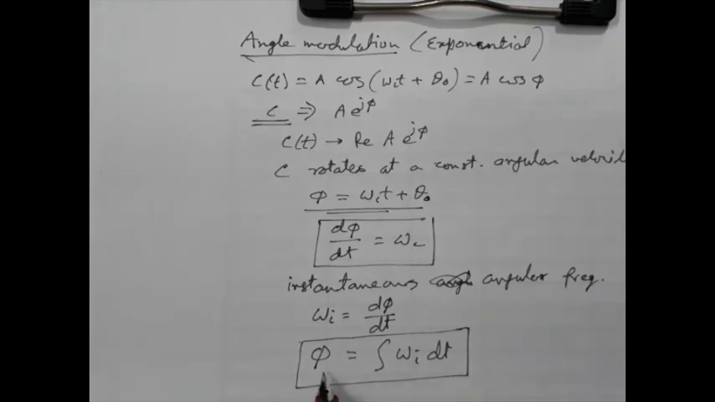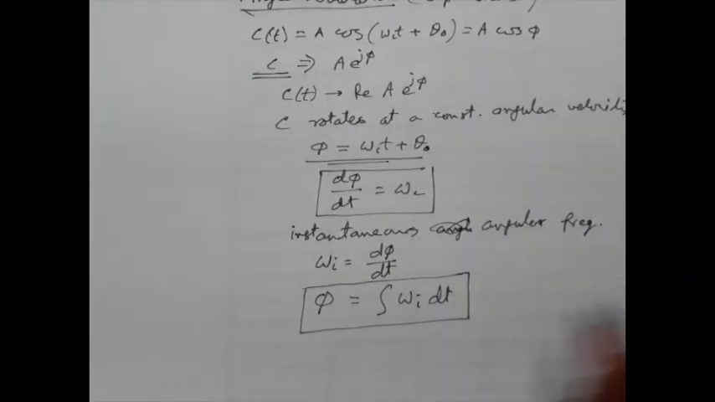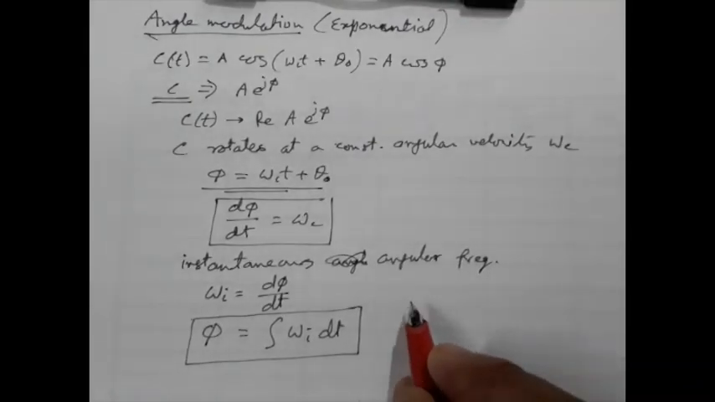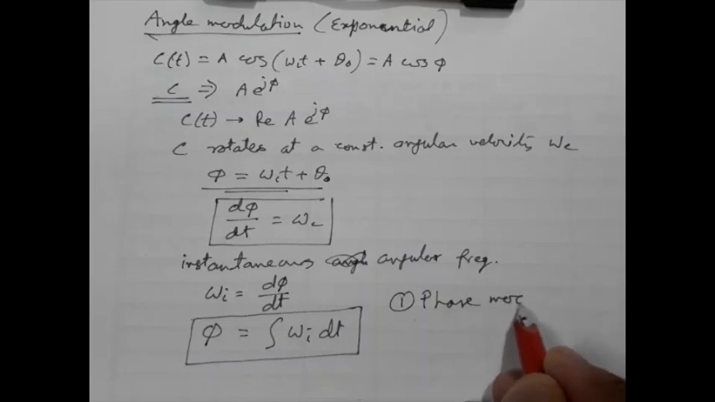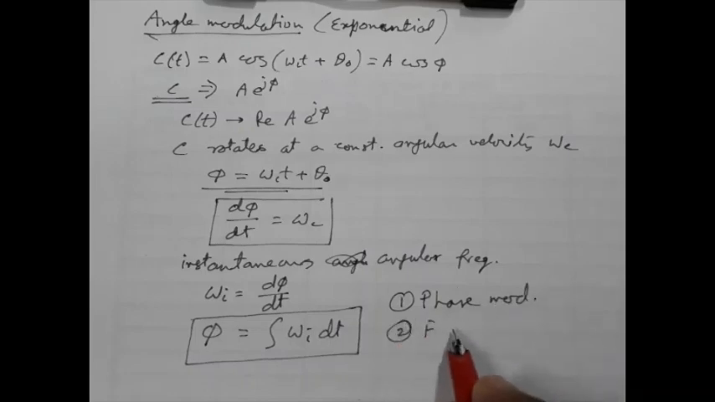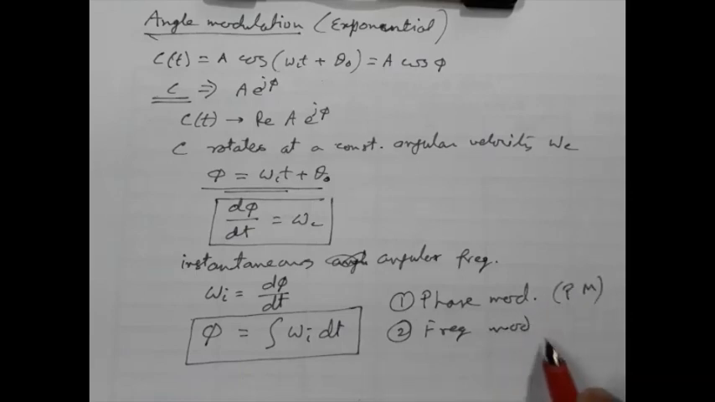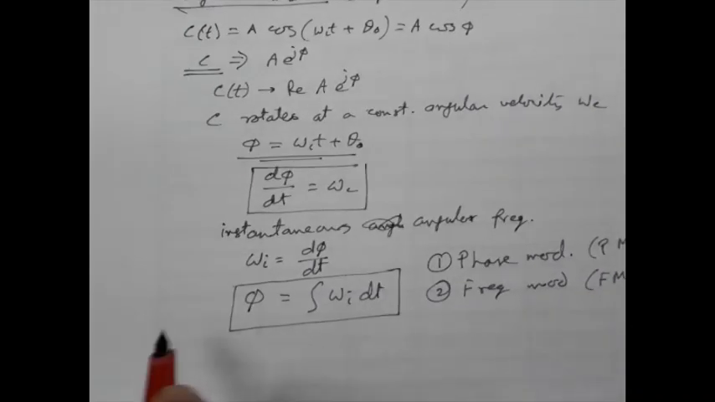Now we can vary this phase angle phi in two ways: by changing the phase or by changing the frequency. So depending on that, we have two types of angle modulation. One is phase modulation, another is frequency modulation. So first let us consider phase modulation.